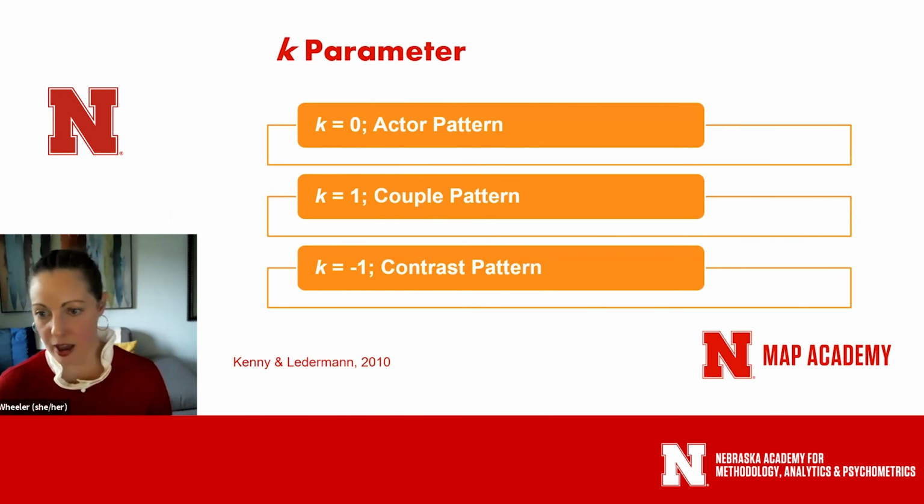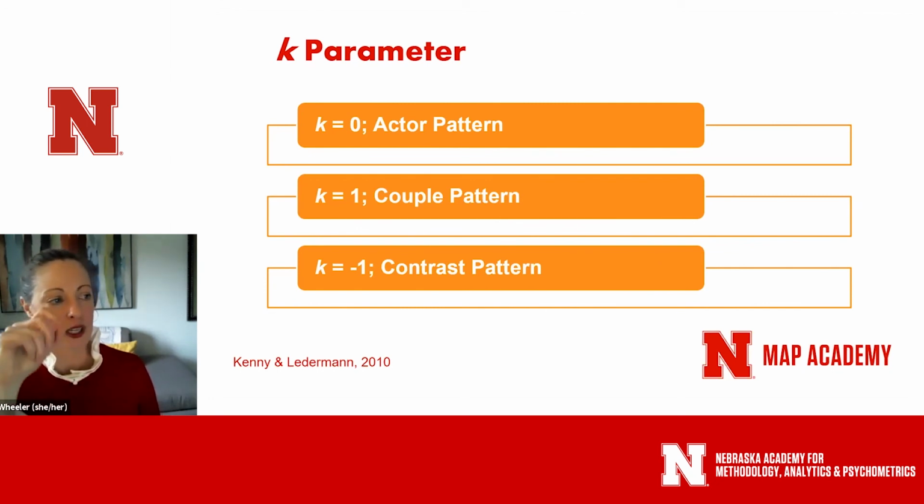Evidence of the actor pattern is supported when the ratio of that K parameter is approximately equal to 0. Mathematically, this suggests that the estimate for the partner effect is near 0, right? That's the coefficient on the top of that division. So when K equals 0, that is evidence of an actor pattern.